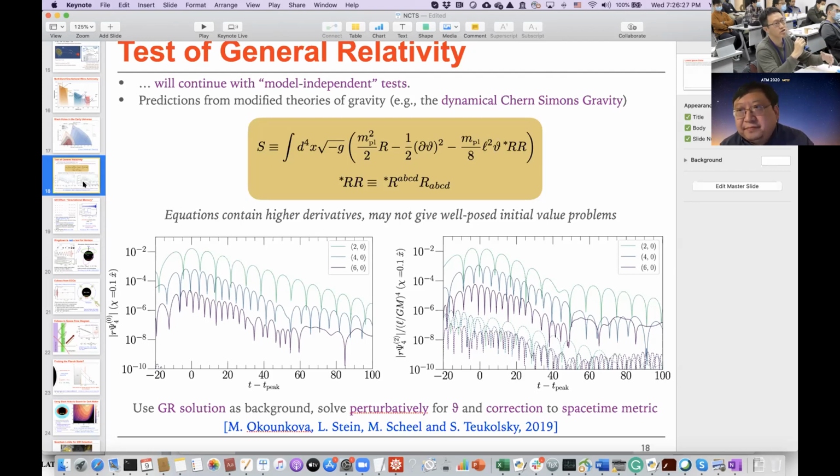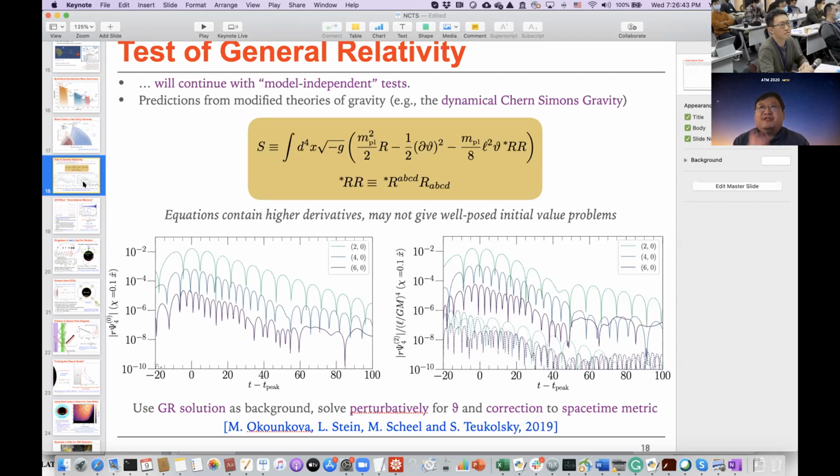So I was just curious whether, in this case, you mentioned that you use the GR solution as the background, and supposedly you turn off the theta field. Do you get something that is similar? Yes, I think so. So you will have a birefringence.